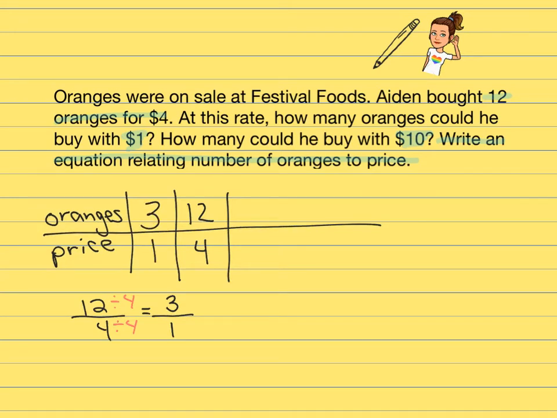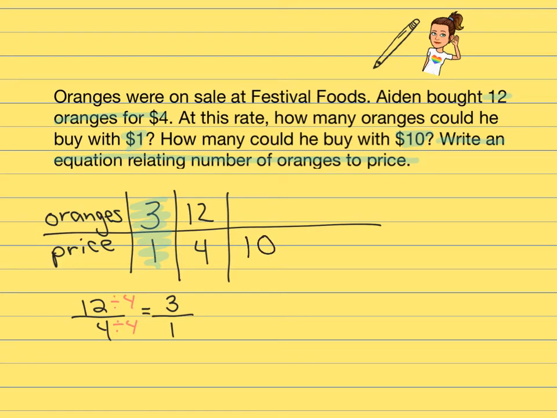This is really important information. It's called our unit rate, and it's going to stay the same or constant. It's always going to cost $1 for those 3 oranges. So now we can use the unit rate to multiply. We need to find out how many he could buy with $10.